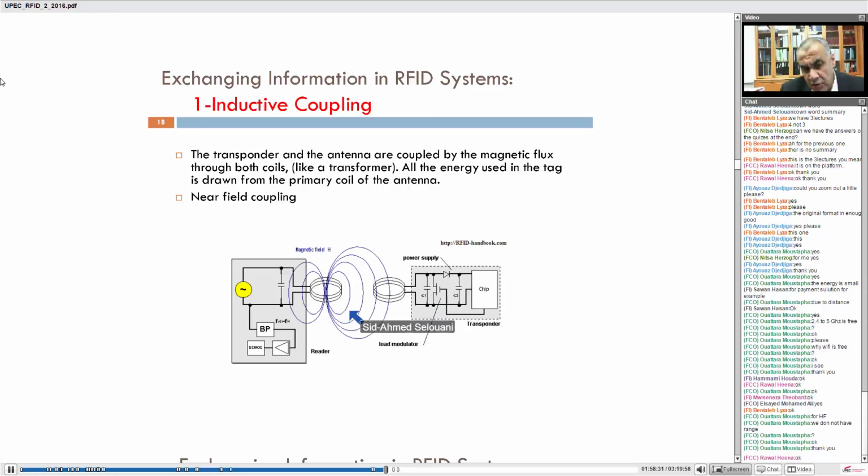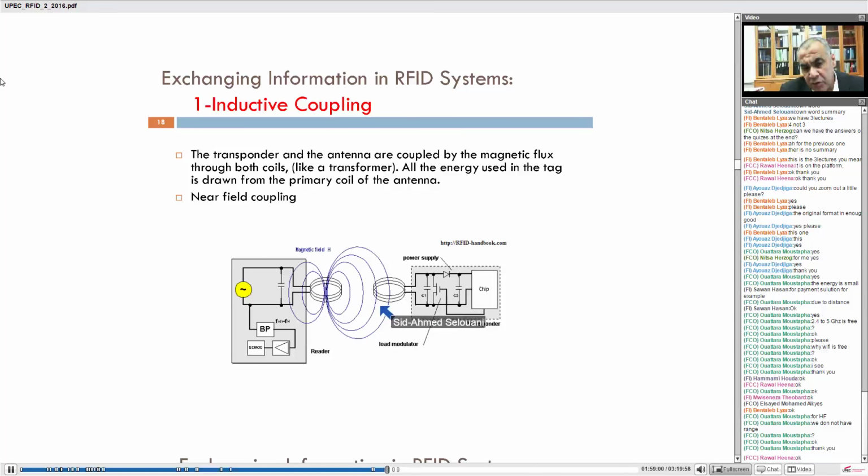This is why it is near field coupling. You have to be close. This is the reader, and this is the tag. The reader has an antenna here, and the antenna of the tag is here. So you have to be very close, a few centimeters. This technology is called inductive coupling because it uses magnetism and coils like a transformer.